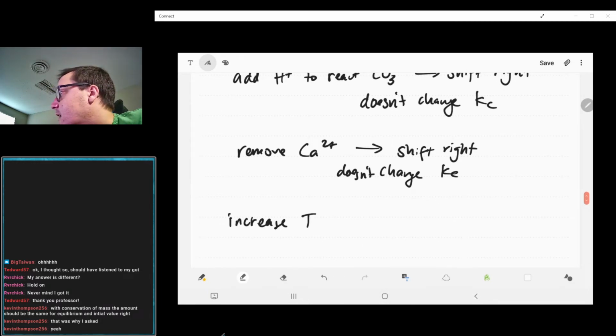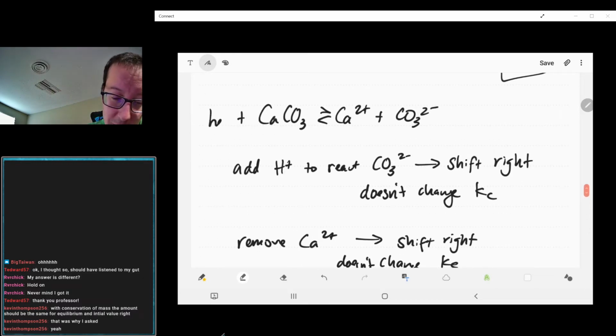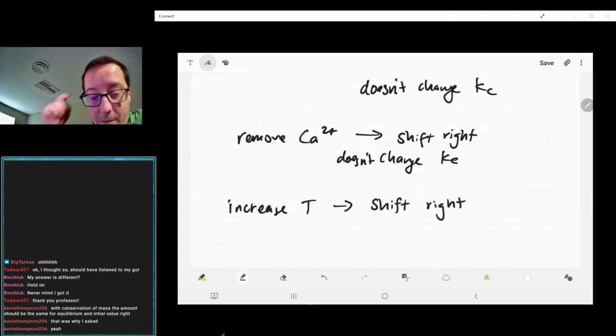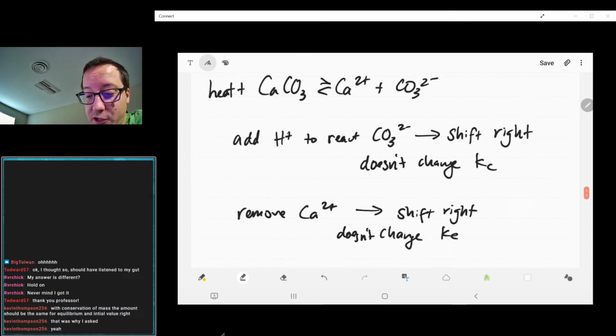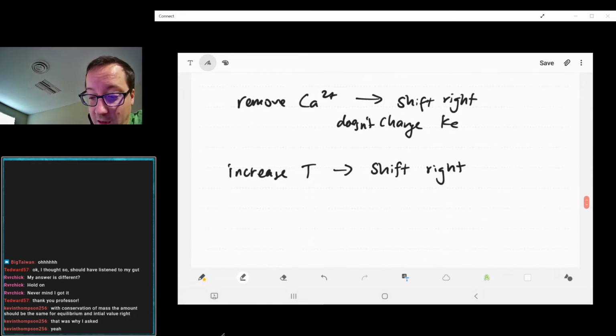And it says this is endothermic. Okay, so if it's endothermic, we have heat as a reactant. So if we increase the temperature, we're going to shift right. But notice our concentrations of calcium and carbonate, we're already at equilibrium. We're not messing with those concentrations. But by shifting it to the right, we're going to end up producing more of those as a result. So this will in fact change your Kc.